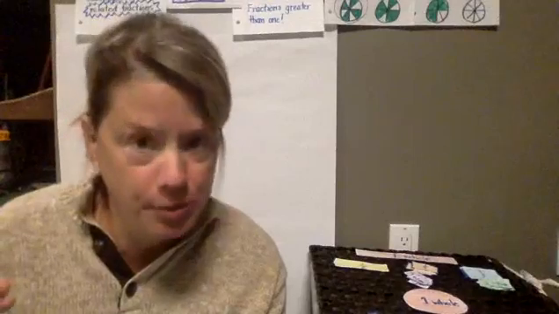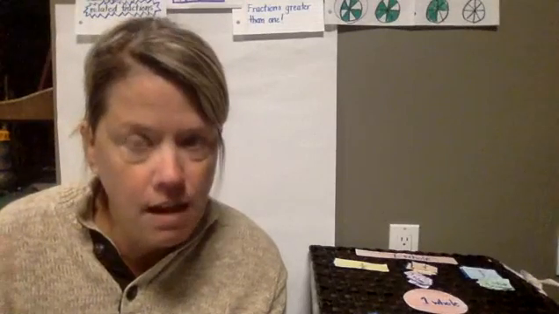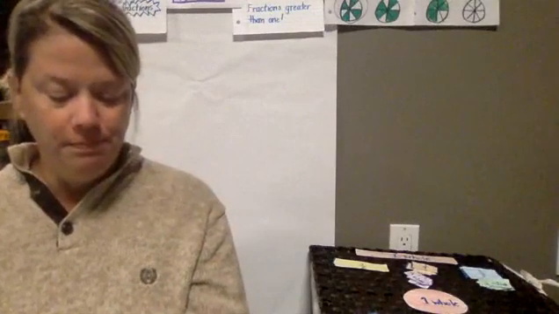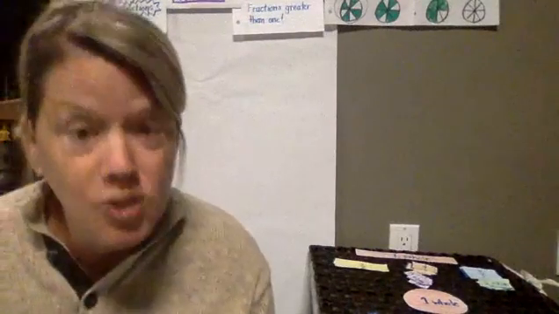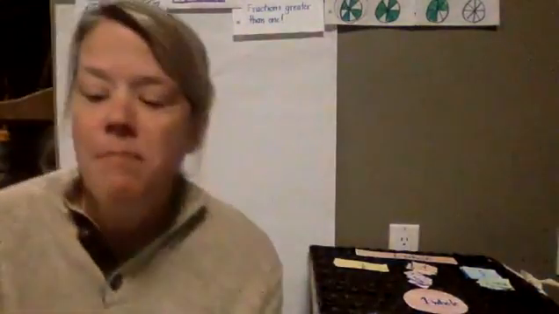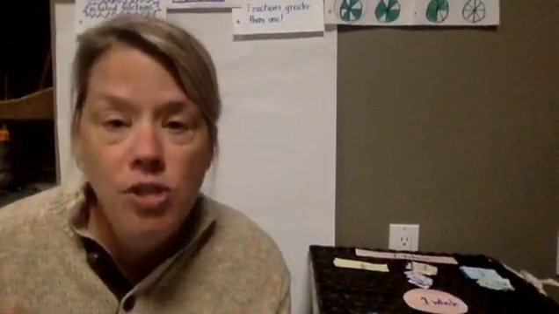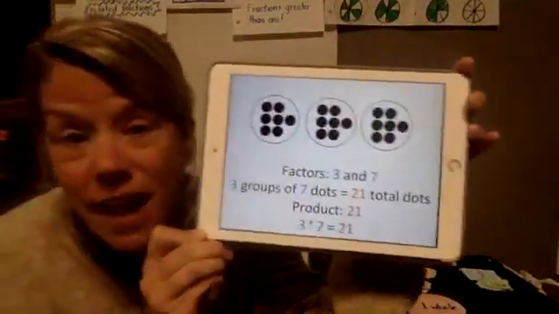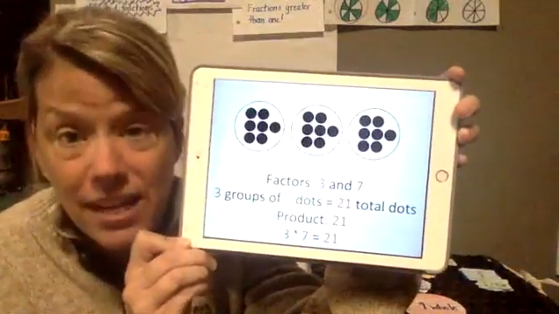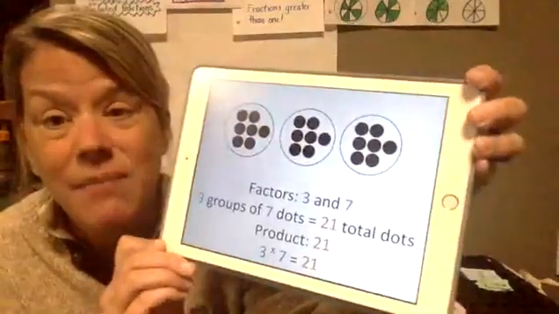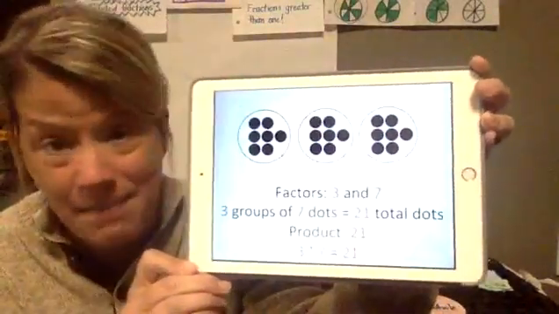Saw 3 groups of 7. 21 is the product. Good. And remember, I want you to always remember that if we have the factors 3 and 7, they have the same value as 7 and 3. But we always need to remember that even though they have the same value, they're not the same.